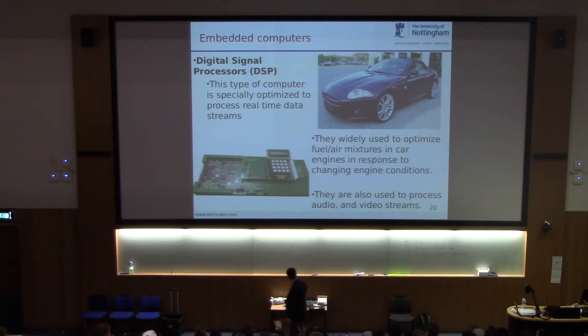Okay. The other type, I think this is the final type of embedded system you might meet. This thing is called a DSP. This is called a digital signal processor.